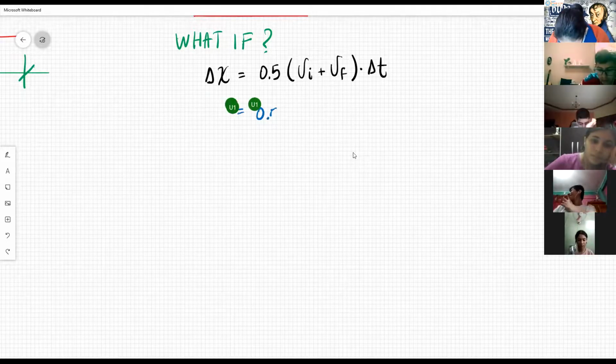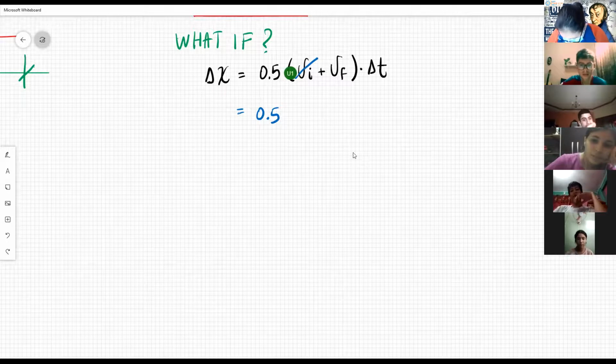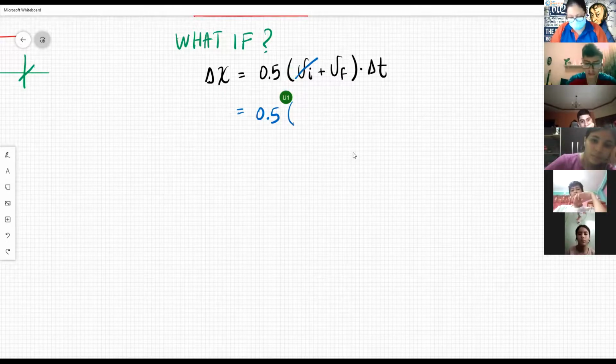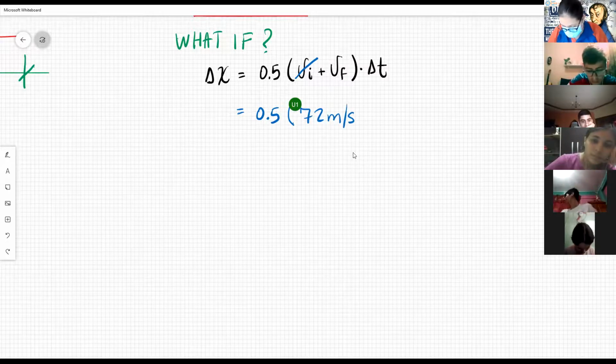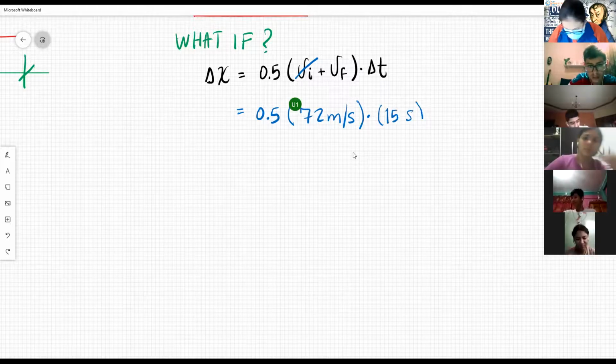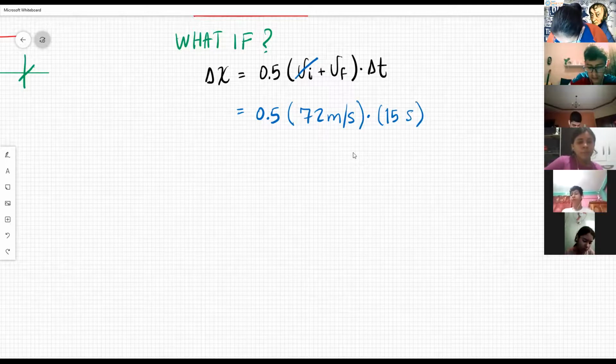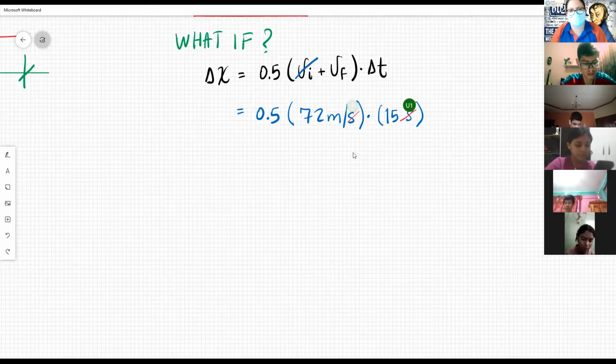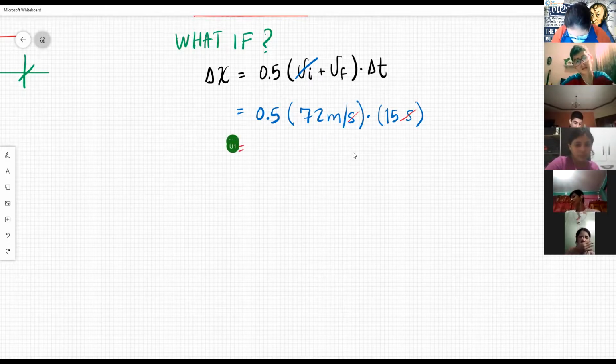So this is 0.5. This is 0. The final velocity that we got, 72 meters over second, times the 15 seconds. How much do you get from that? You eliminate the seconds over there. How much is that? The same answer. The same, right? The same.